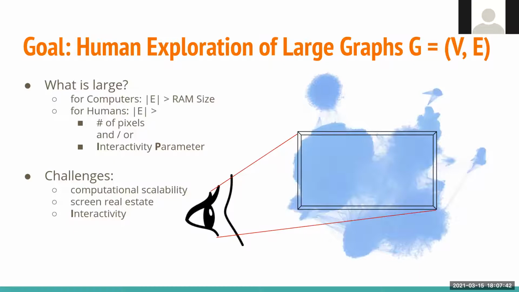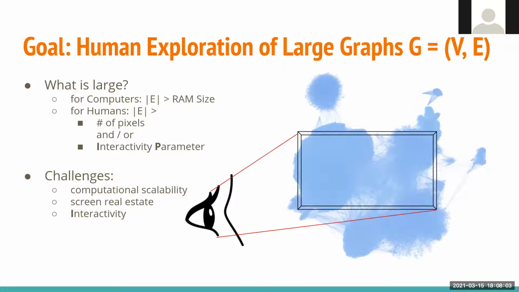Our aim is to provide a means of visually exploring large graphs. So what does it mean for a graph to be large? For computers, we consider a graph to be large when it doesn't fit in random access memory. But for humans, we are limited by how much we can perceive. Some constraints include the size of our screens and the computational ability to render graph layouts dynamically.